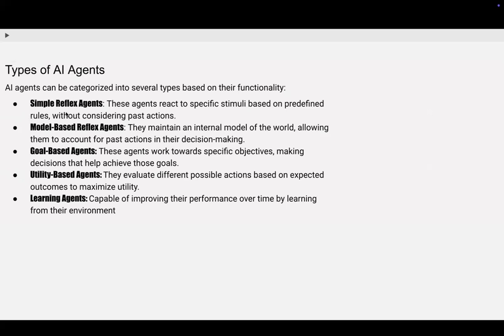So, simple reflex agents, this is the example that we are going to see. They react to specific stimuli based on predefined rules without considering past actions. Model-based reflex agents maintain an internal model of the world, allowing them to account for their past actions in their decision making. Then there are goal-based, utility-based, and learning agents.